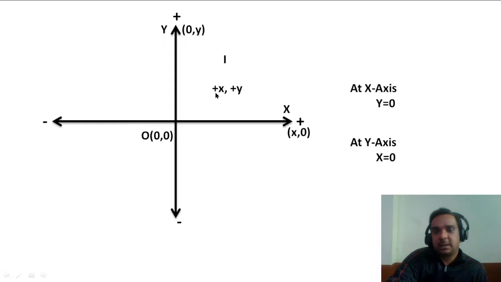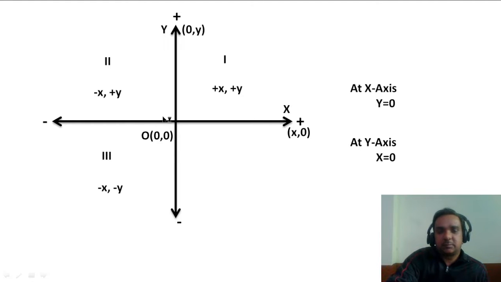In the first quadrant, we see that both the x and y axes are in the positive direction. Because of that, the x and y coordinates are also positive. In the second quadrant, the x-axis is in the negative direction and the y-axis is in the positive direction. Because of that, the x coordinate has a negative value and the y coordinate has a positive value.